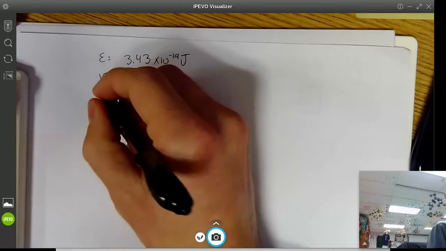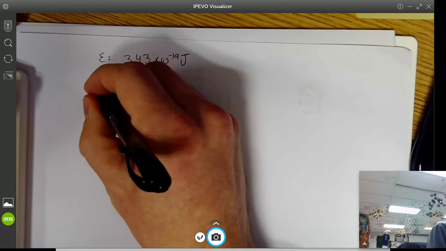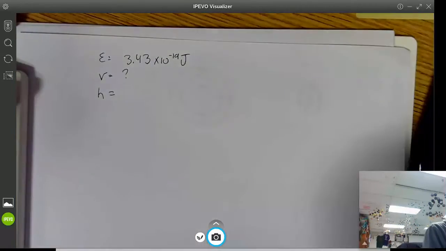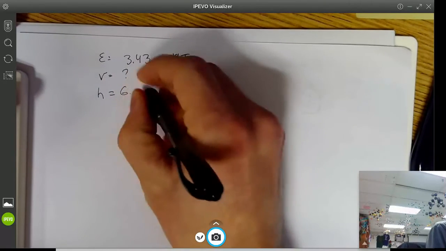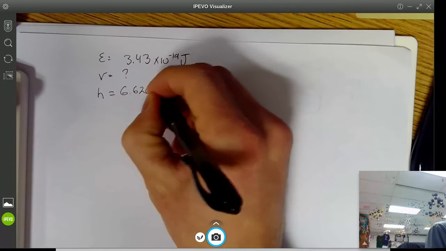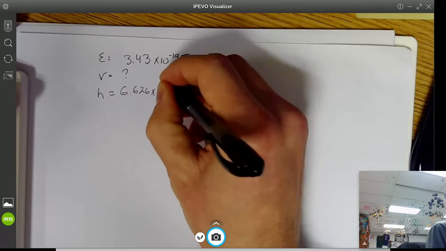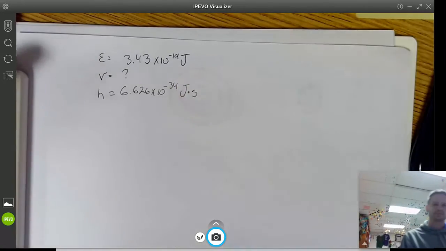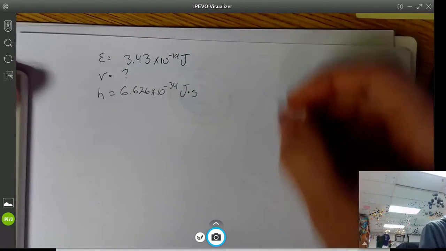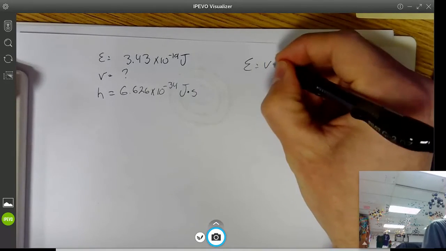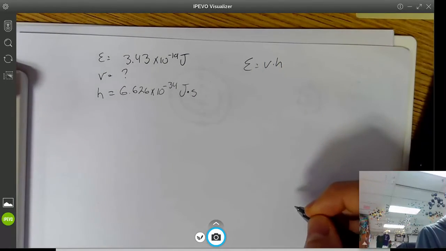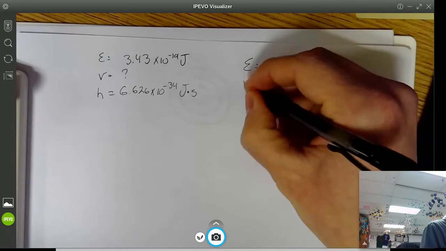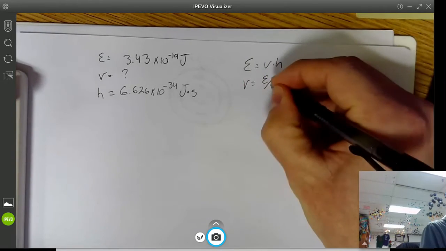And then the other thing we know is with this equation of energy, we have this Planck's constant. And Planck's constant never changes. It's constant. So it's 6.626 times 10 to the negative 34th joules times seconds. Okay, so we're going to go look at our equation, which is E equals V times H. Doesn't matter what order that goes in, right? Rearrange it to find V. So V is equal to E divided by H.